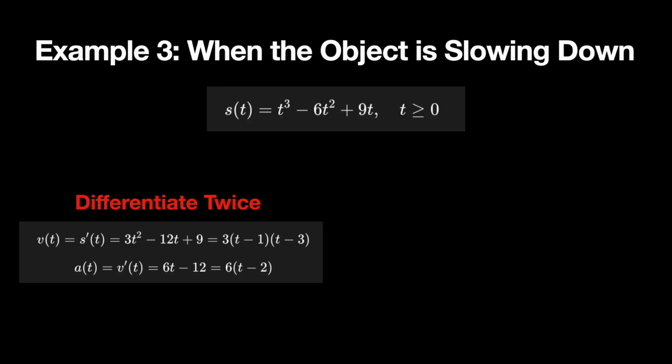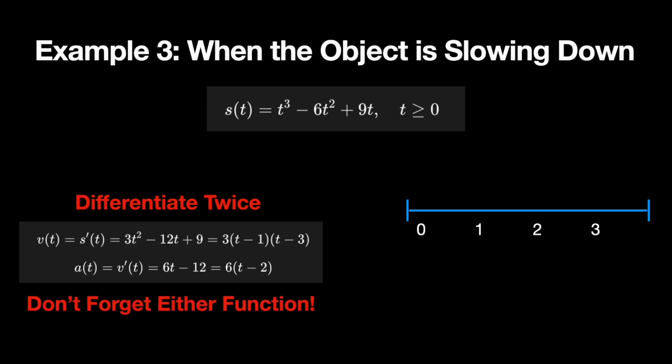A more complicated problem type, however, is finding the intervals when an object is slowing down. Given this position function, we want to differentiate twice, making sure not to forget either function because we need both. Then I like to draw a number line with the critical points, or when velocity or acceleration is equal to 0. Then within these intervals, I want to plug in a value to both the velocity and acceleration functions to see whether or not they're greater or less than 0.